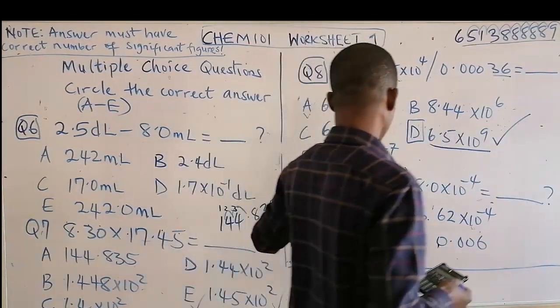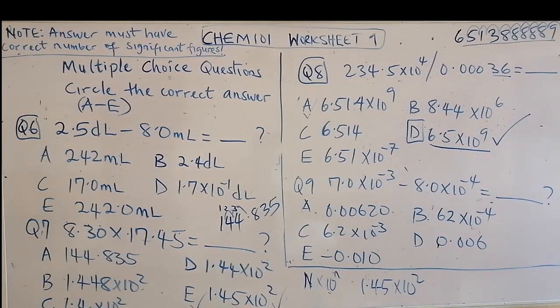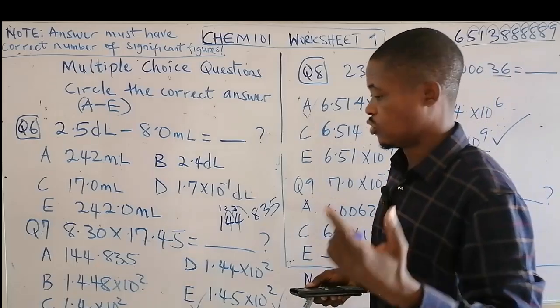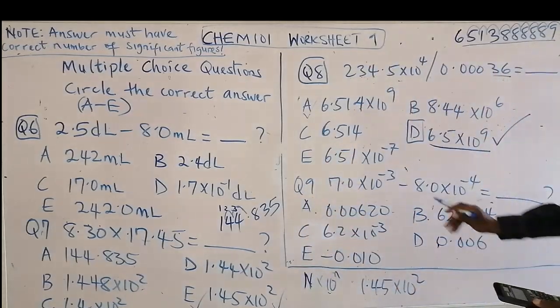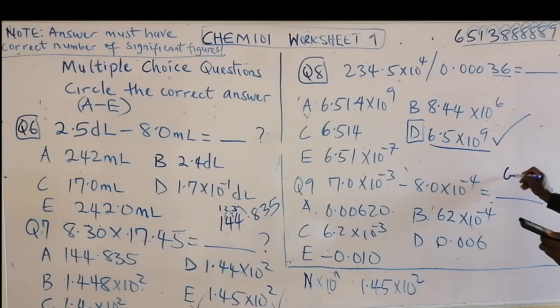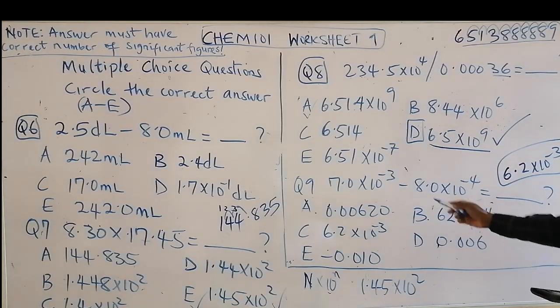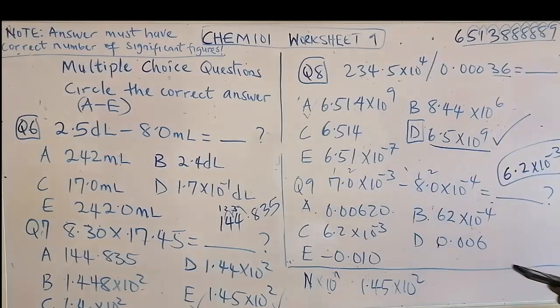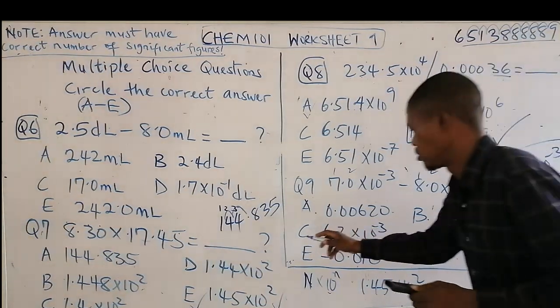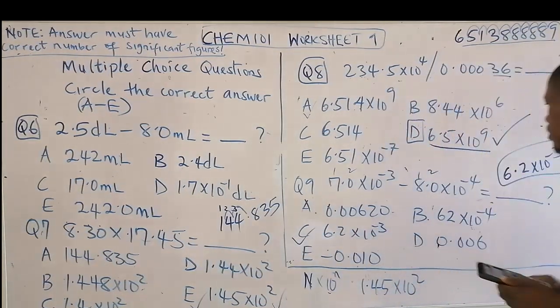Then question 9. Let's do the subtraction. When you're doing subtractions, your answer must be what? The lowest decimal places. So let's do the subtraction here. This one is giving us 6.2 to the power. This is the answer we have here. So let's now check the number of significant figures we have in the question. They are both 2. This is 1, 2. This is also 1, 2. 2 significant figures. So which one is the answer there? Let's check. 6.2. Do you have 6.2? We have this one. That's the answer. C is the answer for this question 9.